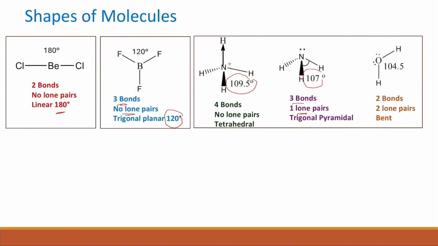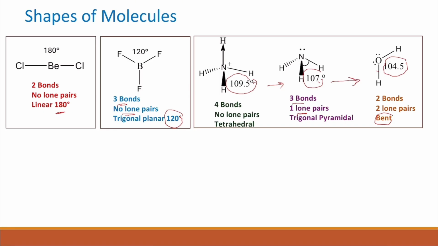If you have two bonds and two lone pairs. Again, in total there are four pairs of electrons, but two bonds and two lone pairs. The shape is called bent, or you can say V shape. The bond angle here is 104.5. Notice the difference in the bond angle between the three. The bond angle keeps decreasing as we go to the right as the number of lone pairs increases.